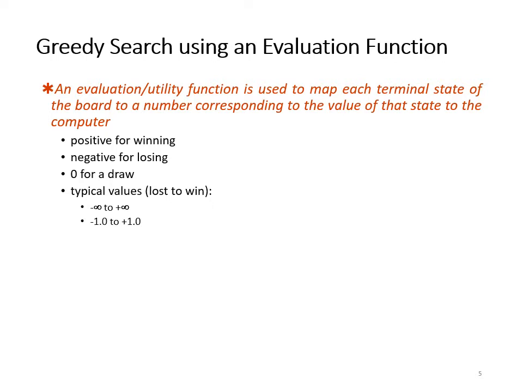If you have a higher value, you are winning your game, and if you have 0 value, it means you draw the game. Typical values range from loss to win, minus infinity to plus infinity, or you can take minus 1 to plus 1 for terminal values. This terminal value, also called the evaluation or utility function, is also called the heuristic value.